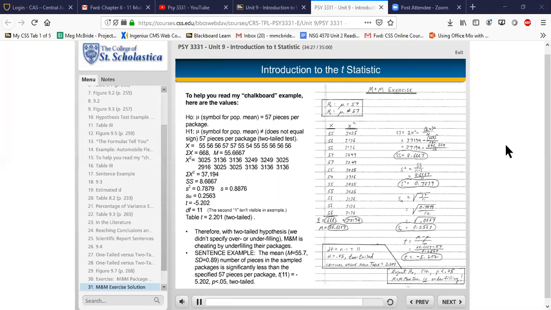We stated that the probability is less than 0.05 that the observed difference between the sample mean of 55.6667 and population mean of 57 is just due to chance. Instead, we concluded that it is a real difference. See the sentence example on the bottom left side of the slide. Can you identify the required components that were listed on slide 24?